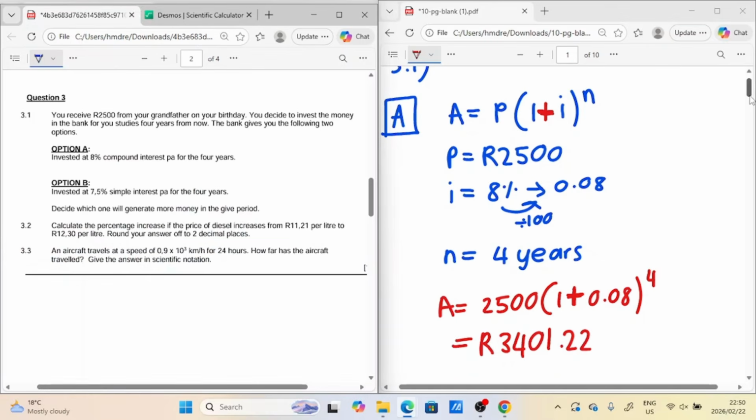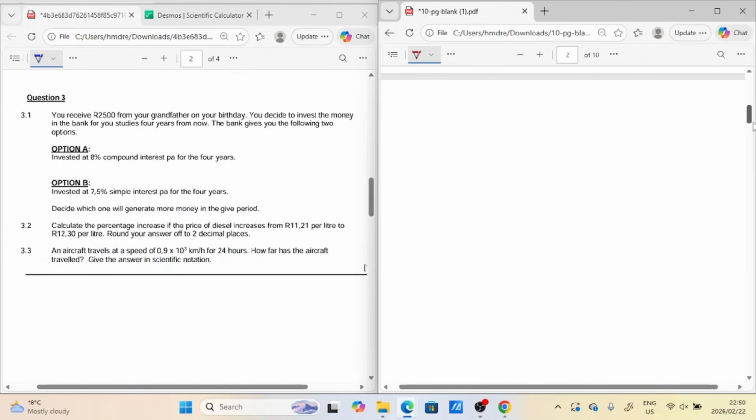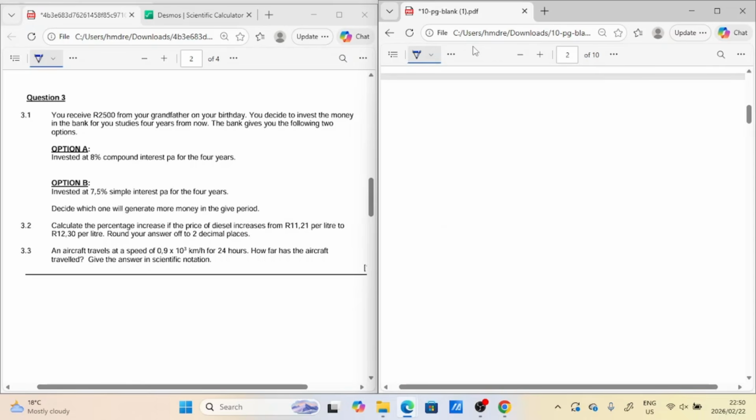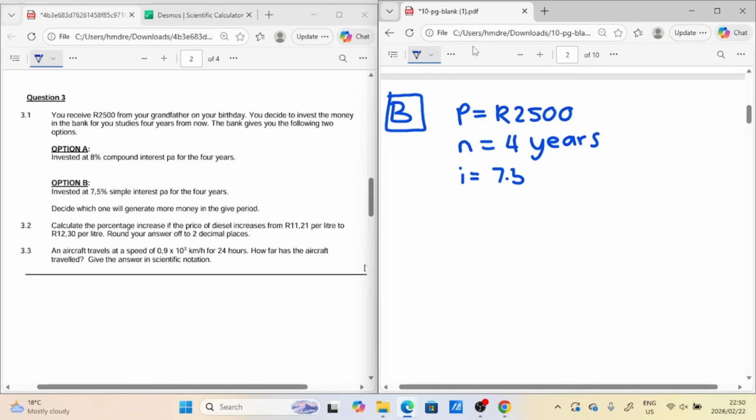Let's have a look then at option B. Okay, so option B, again, the principal amount that we're starting with is 2,500 Rand. The number of years, again, is 4 years. This time it is simple interest, and the rate is 7.5%, or we could say 0.075. Okay, let's work it out.